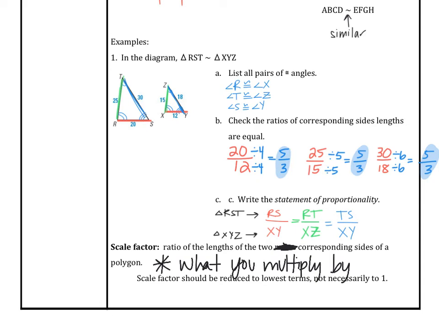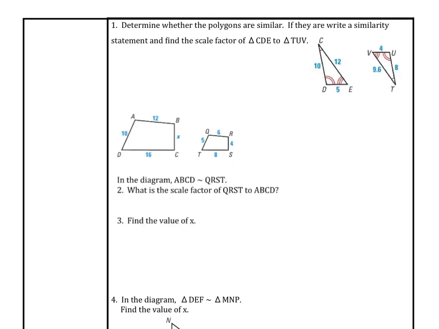So the scale factor should be reduced to the lowest term. So if you have a fraction, make sure it's simplified down. I need you to know that scale factor is represented by K. All right. We are going to determine whether these polygons are similar. If they are, we will write a similarity statement to determine and find the scale factor of CDE to TUV.